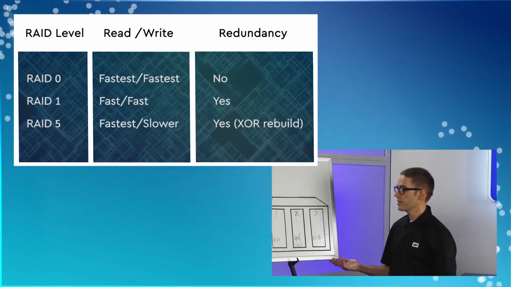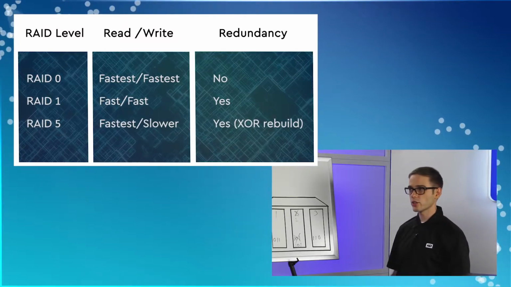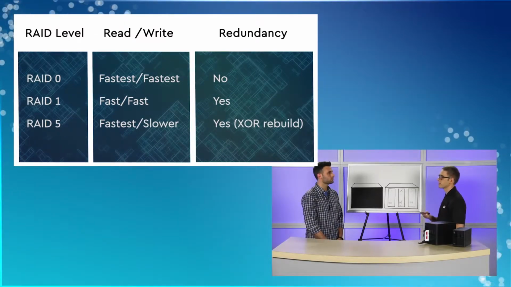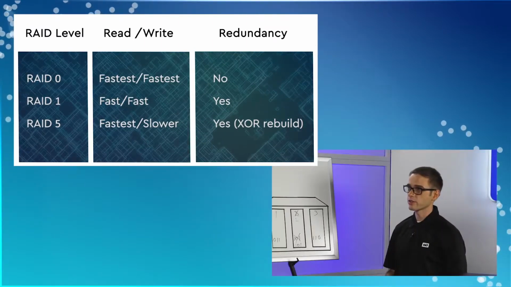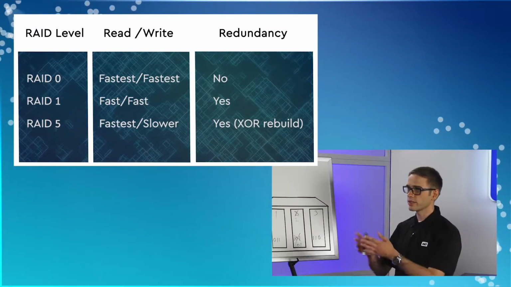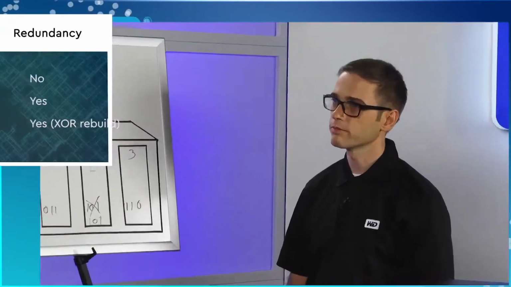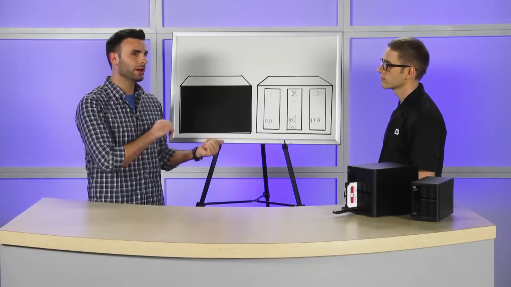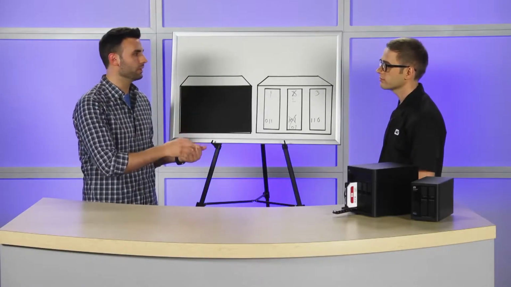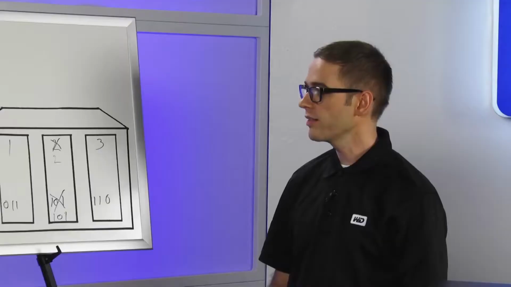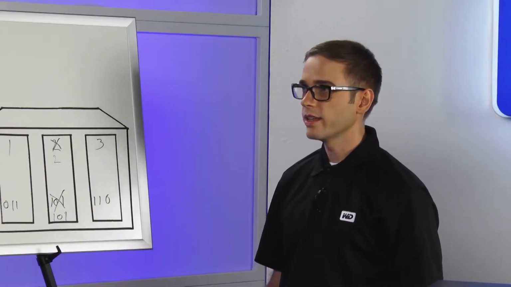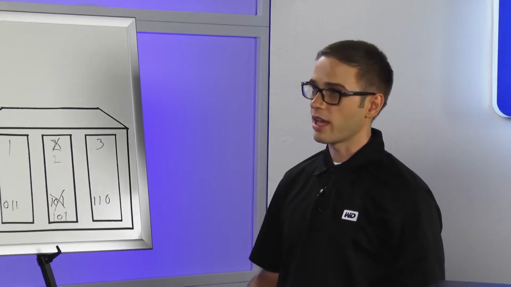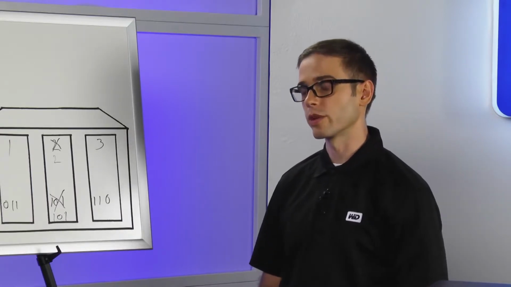RAID 5 is one where your writes are kind of slow because it has to calculate everything that's being put in there to create that parity bit. But your reads are going to be very fast. Just like RAID 0, it's reading off multiple disks at once, so it's very quick. Now, let's say I have a disk fail. How long will it take for recovery in the RAID 5 setup? RAID 5 can vary by size of the disks and number of drives in the RAID. I've seen anywhere from a couple hours to sometimes up to a week to do a rebuild.